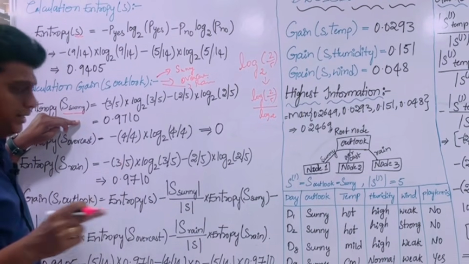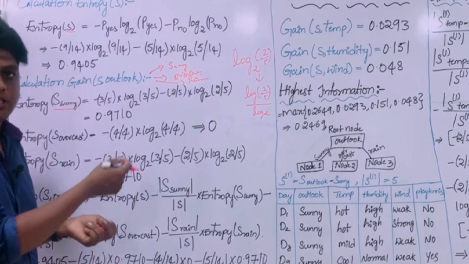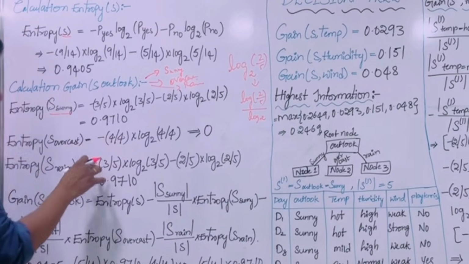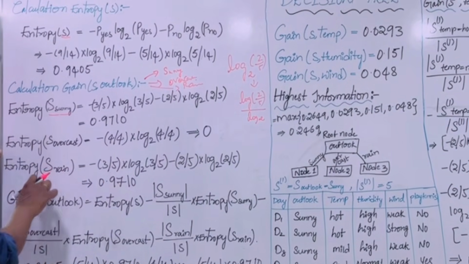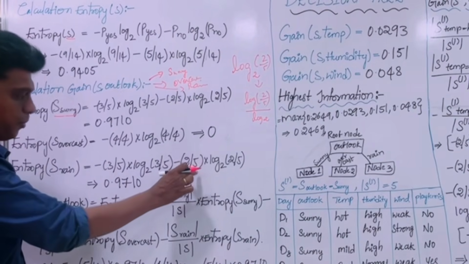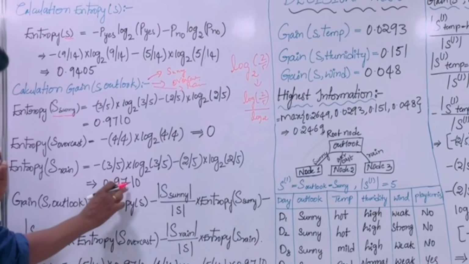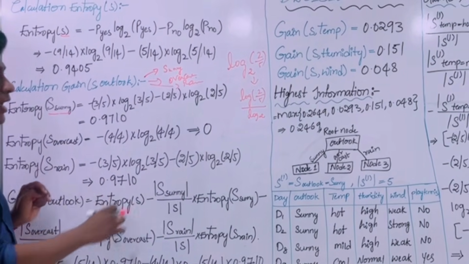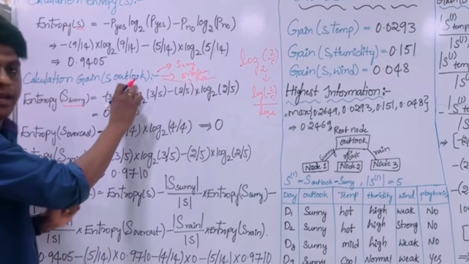In the table you should refer to the overcast, how many are yes and how many are no. If there is no instance of a class, you keep that term as 0. Then for rain, check how many are yes and how many are no. We calculate it as 0.9710. This is how the entropy is calculated for the different attributes under outlook.